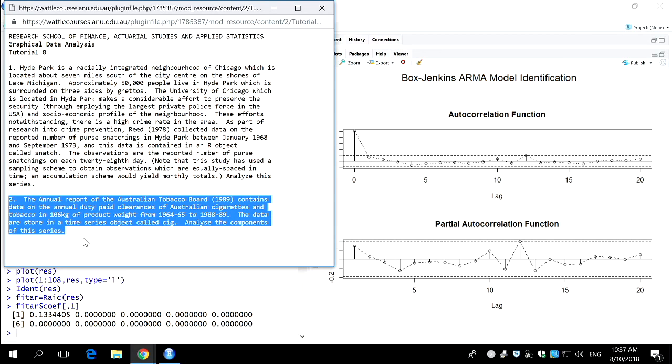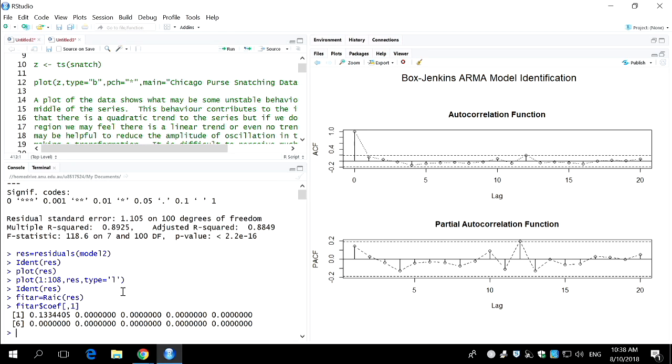So, looking at this, the annual report of the Australian Tobacco Board contains data on the annual duty paid clearances of Australian cigarettes and tobacco in 10^6 kilograms of product weight between these years. The data is stored in a time series object called SIG. Analyse the components of the series. So that's the question. So let's have a look.